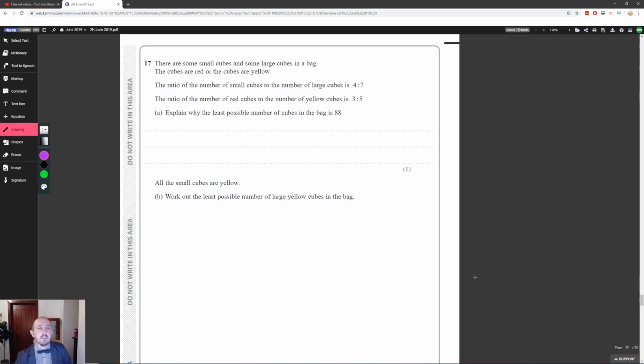So we've got some cubes in a bag, red and yellow, large and small. Some are in the ratio of 4 to 7, the others are in the ratio of 3 to 5. Explain why the least possible number is 88.